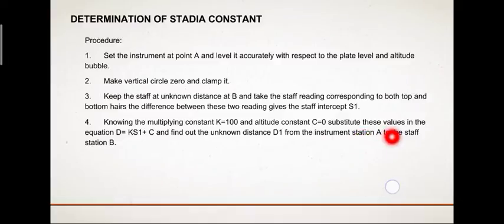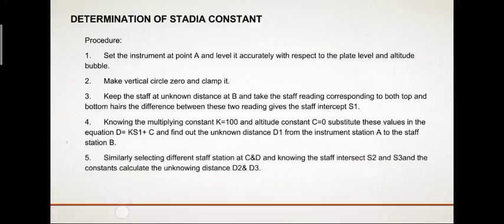Now with the help of the formula, to calculate the distance D1, you have the formula D1 is equal to K S1 plus C. K is 100, multiplied by the staff intercept, plus C. C is 0. So you will find the unknown distance D1 from the instrument at A to the staff station. Similarly, selecting the different staff stations C and D, knowing the staff intercepts S2 and S3 and the constants, calculate the unknown distances D2 and D3.